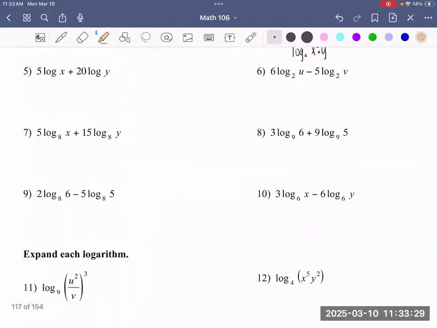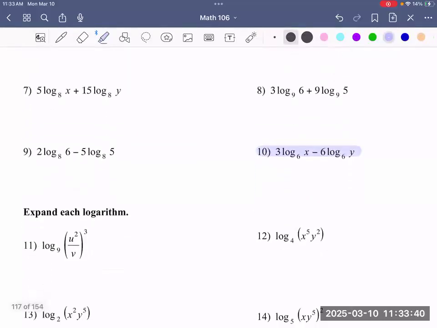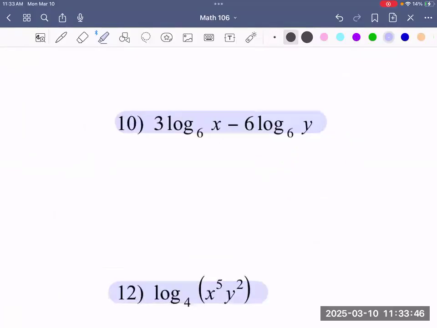I feel like I highlighted one more. Let's try it again with maybe just one more. With 10, and then we'll do the reverse. Let's do 12, let's do 13 and 14.